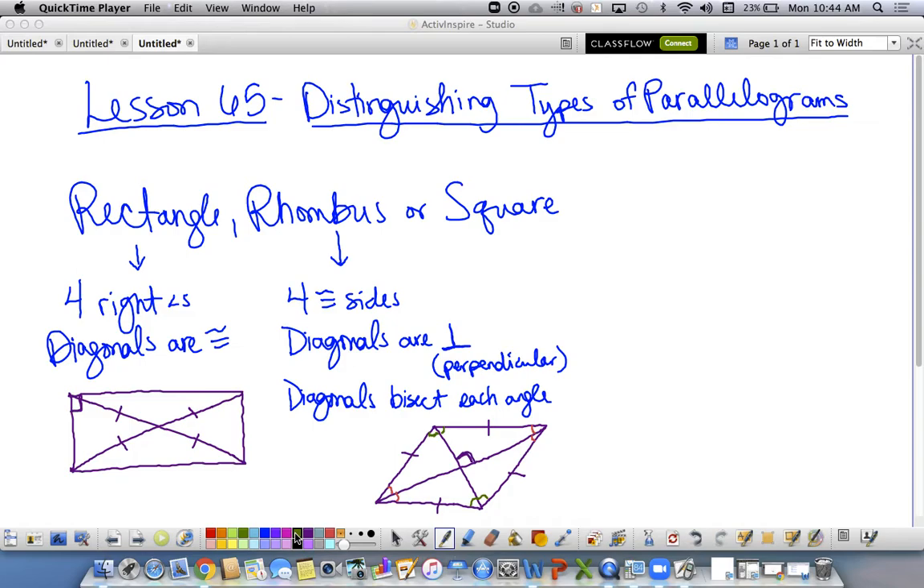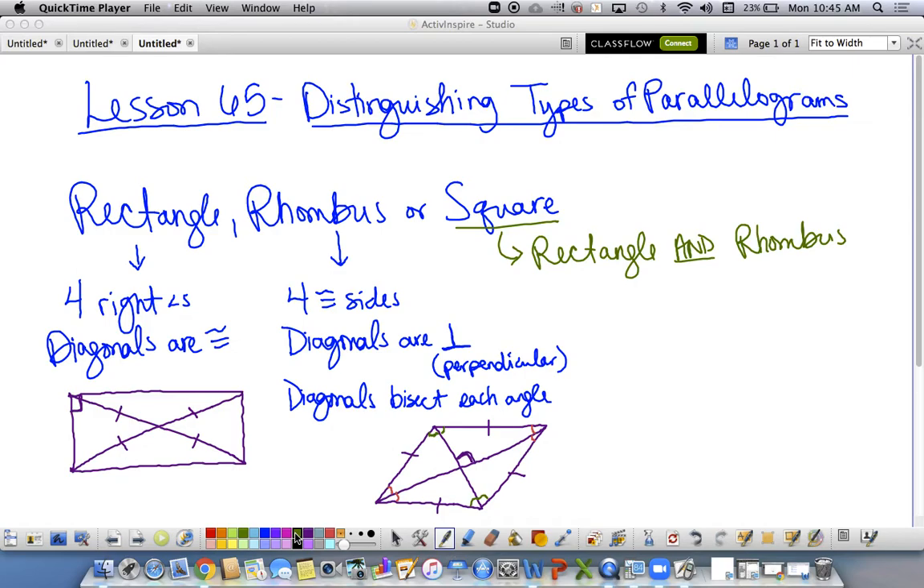Wait, Miss Evans, you didn't talk at all about squares. Because what is special about a square? How could we prove something was a square? We would have to prove it is a rectangle and a rhombus. Oh, Miss Evans, you said that prove word. Yes, we're going to have to do a little bit of proving for this lesson. So, these are things we already know.